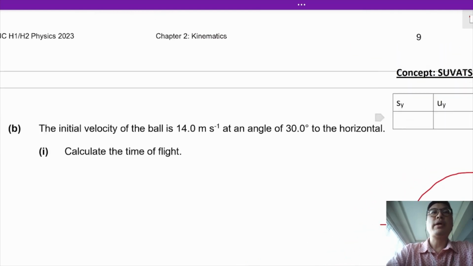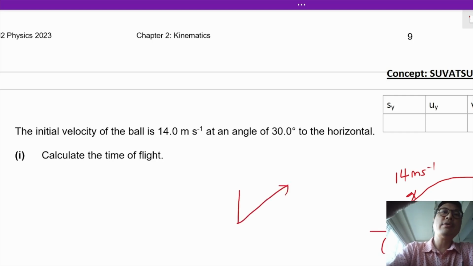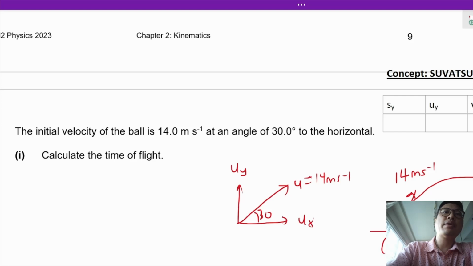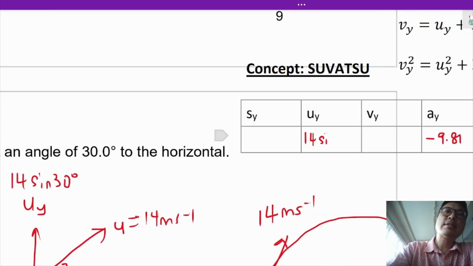Okay, so what else do we have at first? The initial velocity of the ball is 14 meters per second at an angle of 30 degrees to the horizontal. So we can now do the vertical and horizontal velocities of the start. This is u, this is uy, and this is ux. This is 30 degrees, and this is 14 meters per second. So we'll straight away be able to write 14 sine 30 as the vertical velocity and 14 cos 30 as the horizontal velocity. So now we can fill in two values, 14 sine 30 and over here 14 cos 30.